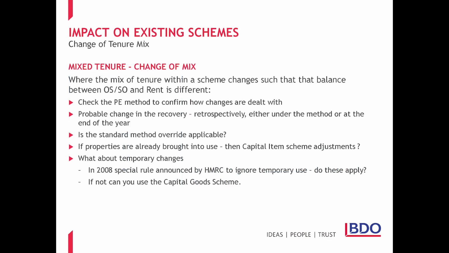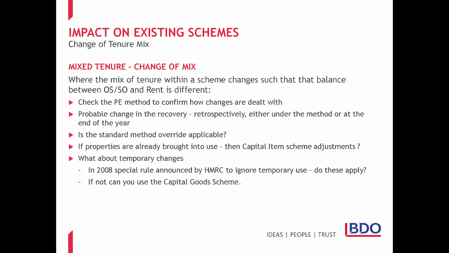So what happens if you are changing tenure, but it's just a change of tenure mix as opposed to entirely from one category to another? Well, in that case, I would say you need to look at your partial exemption method to see how that kind of change should be dealt with. In nearly all cases, you'll find that you need to adjust the VAT that you've recovered. So if you were assuming that 50% of the units were being sold and you're recovering 50% of the input tax, then you might have to reduce that to 30% or 20% or whatever the new amount is.